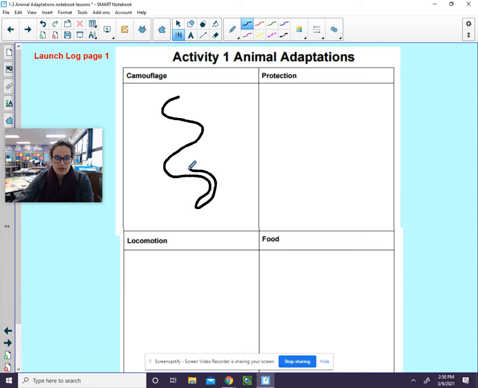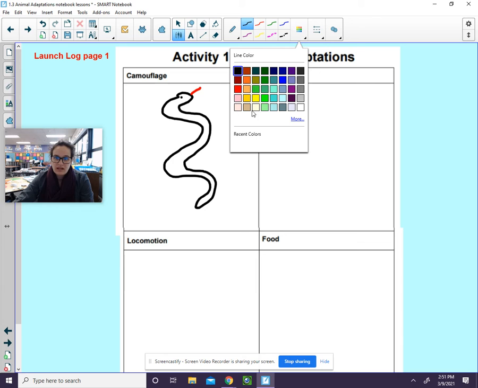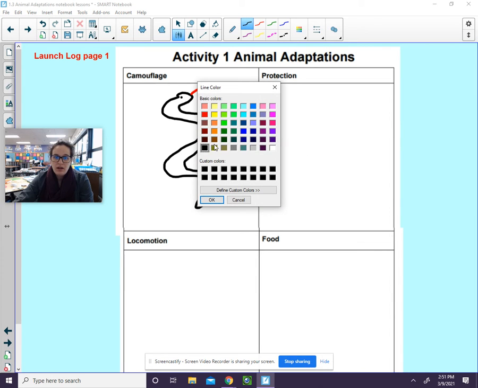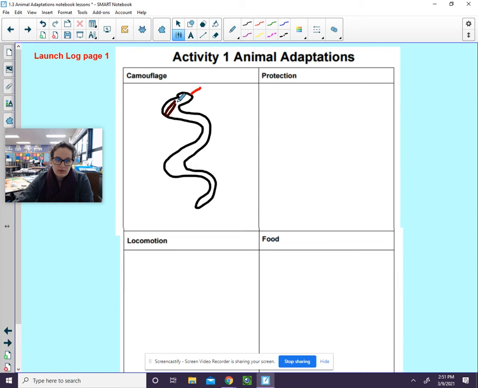And I'm going to make sure that my snake is brown, because that's what we just said. He was brown in color. Give him a little red tongue that sticks out. And I'm coloring him brown because he blends in with the dirt and the soil.